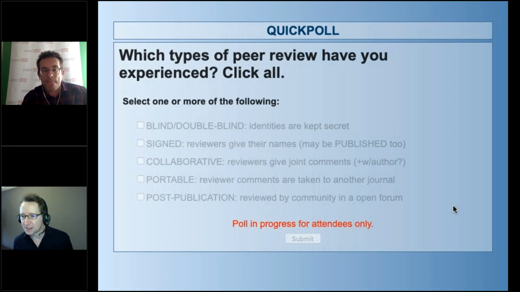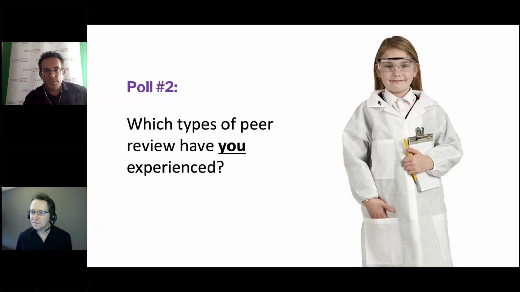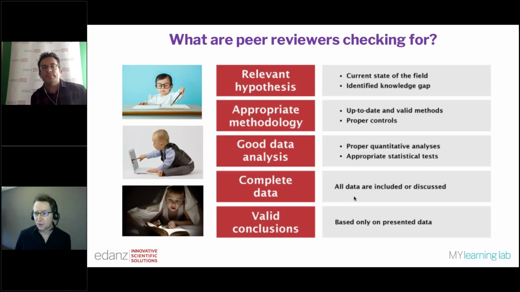If you haven't had a chance to vote, that's all right. We've got some 65% of votes in now. So let's close the poll and check our results. So 85% of us have experienced double blind, 23% have experienced signed and or published, 15% collaborative, 13% portable or transferable, and 7% have gone through post-publication review. It's very interesting, and we'll come back to these results a little bit later in this presentation today.